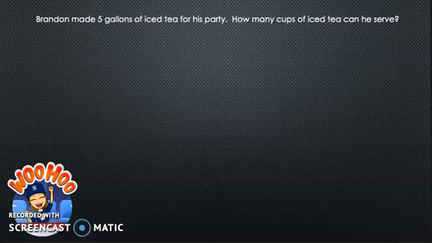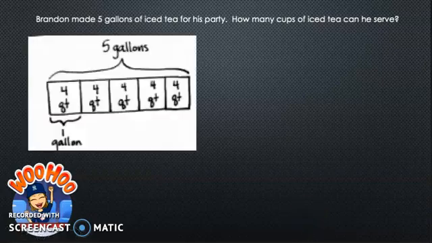So I'm starting with 5 gallons, and I have to know how many cups that is. There's a few different ways that we can solve this problem. So let's be sure to use the read, draw, write process. Okay, so I can begin by creating a tape diagram that shows my gallons divided into quarts, and it might look something similar to this one.